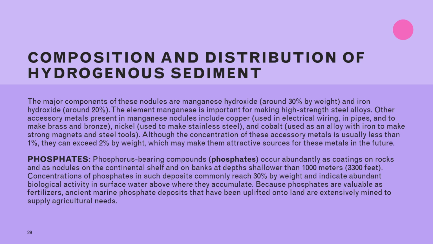Number two is phosphates. Phosphorus bearing compounds are called phosphates. They occur abundantly as coatings on rocks and as nodules on the continental shelves and on banks at depths shallower than 1000 meters. Concentrations of phosphates in such deposits commonly reach 30% by weight and indicate abundant biological activity in surface water above where they accumulate. Because phosphates are valuable as fertilizers, ancient marine phosphate deposits that have been uplifted onto land are extensively mined to supply agricultural needs.